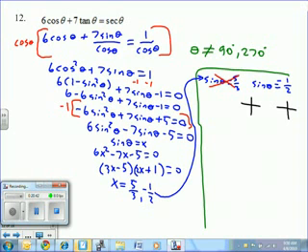Where is sine negative? 3 and 4. And where does it equal 1/2? 30 degrees. So we've got theta equals 210 degrees and 330 degrees. And then we check to make sure 90 and 270 isn't in there, and it is not.